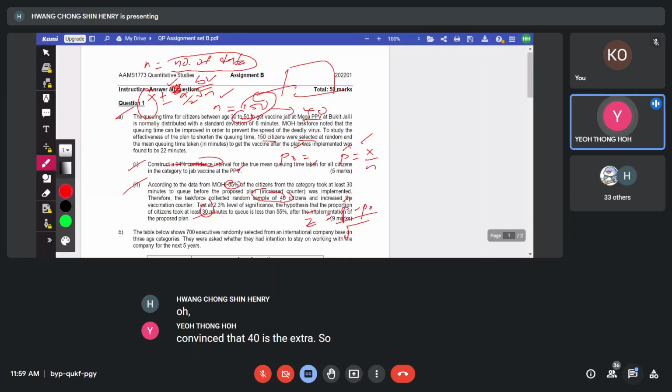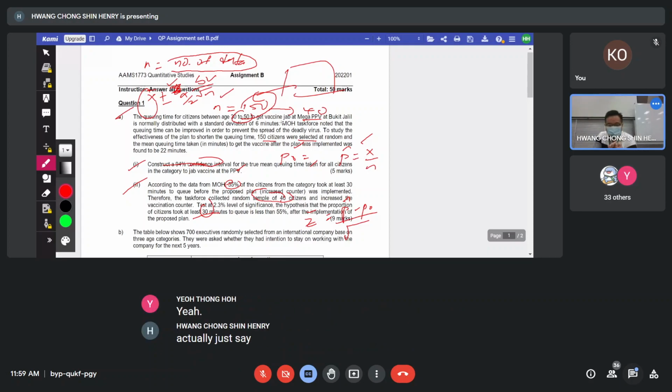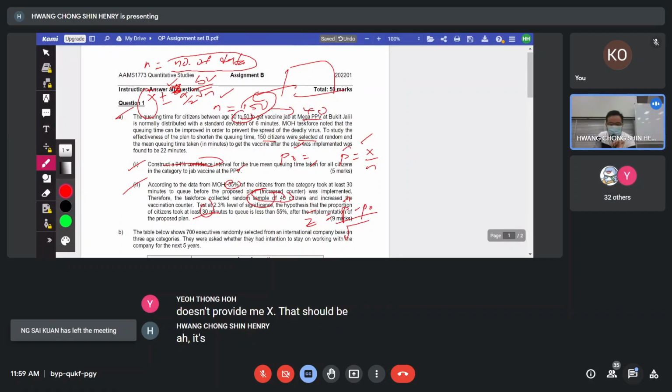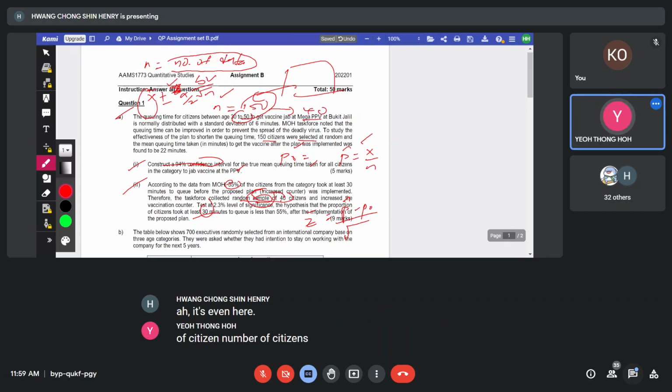So, anyways, if you only have one sample, then what's your X? If you say N is 150, what's your X? Yeah, that's the problem, right? I can't find your X because the question doesn't provide me X. Actually X should be given here as the sample, it's the number of citizens that took at least 30 minutes.